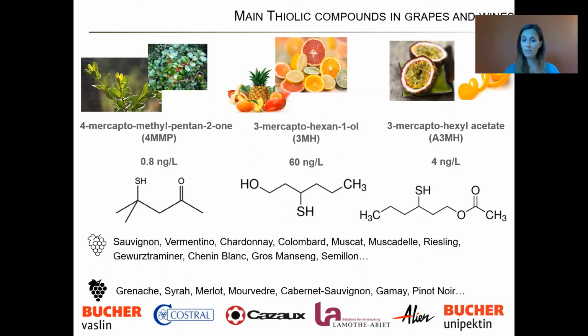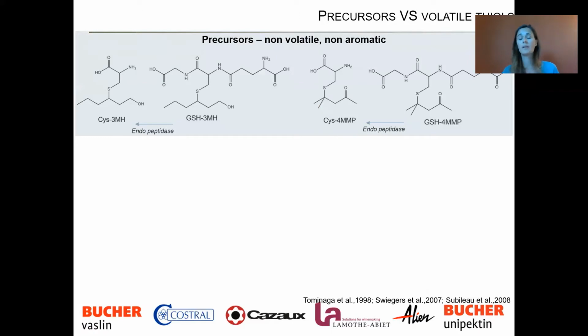Okay, so these compounds in the grapes are actually not, as you just saw, they are present in precursor form. Precursor form means you have the thiol that is attached to another molecule. In this case, and most commonly, it's attached to a cysteine or a glutathione. So we find back our 3-MH that you can see here attached to a glutathione or a cysteine, and here our 4-MMP attached to glutathione or cysteine. So these molecules are not volatile, are not aromatic, and are not as sensitive to oxidation as the volatile form.